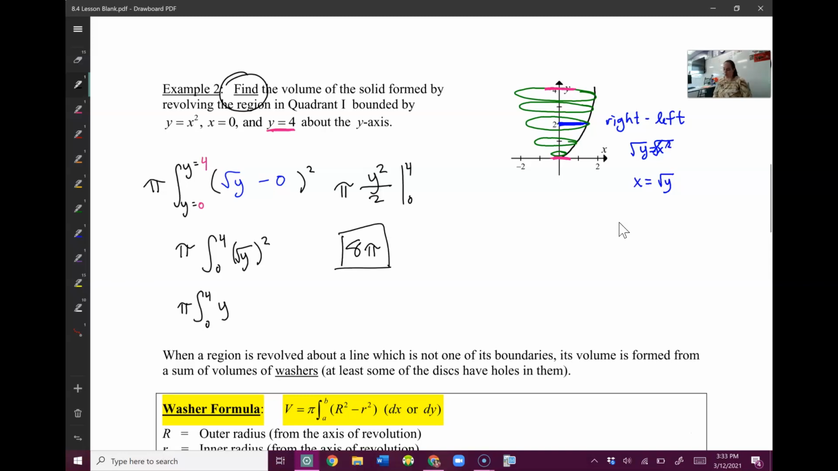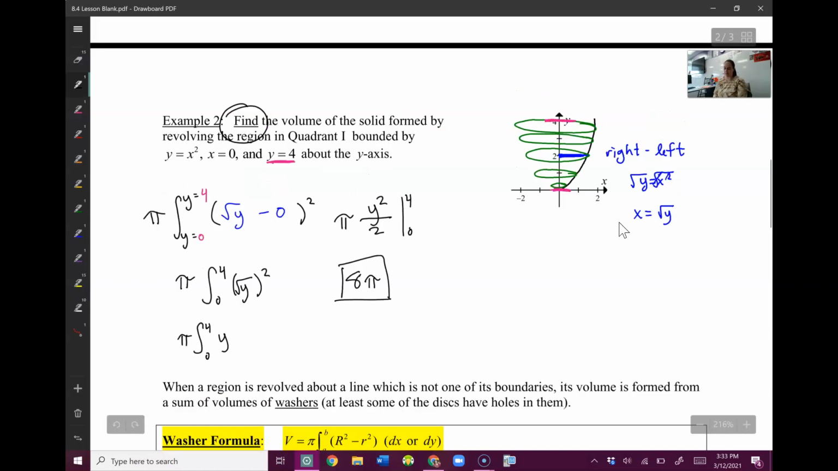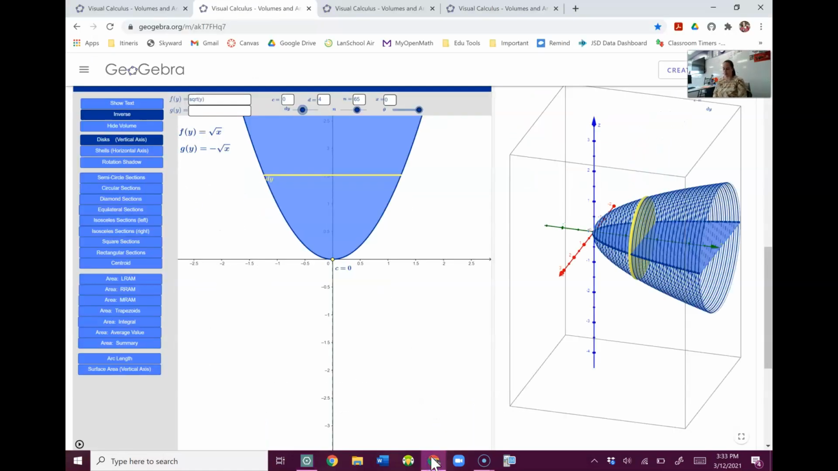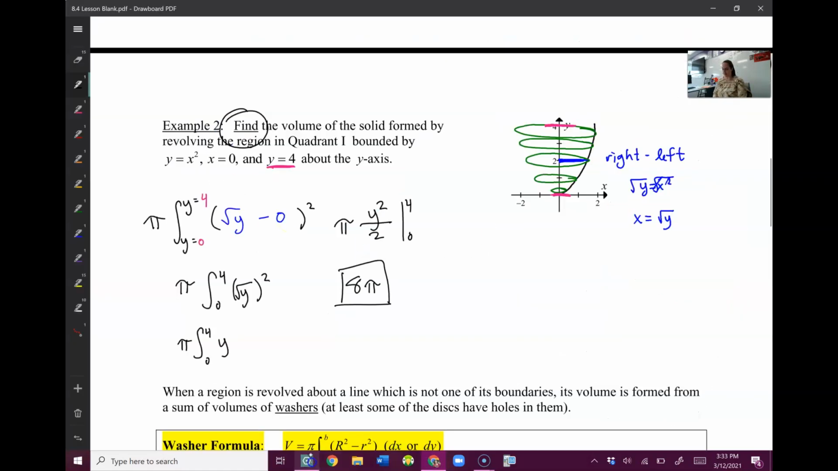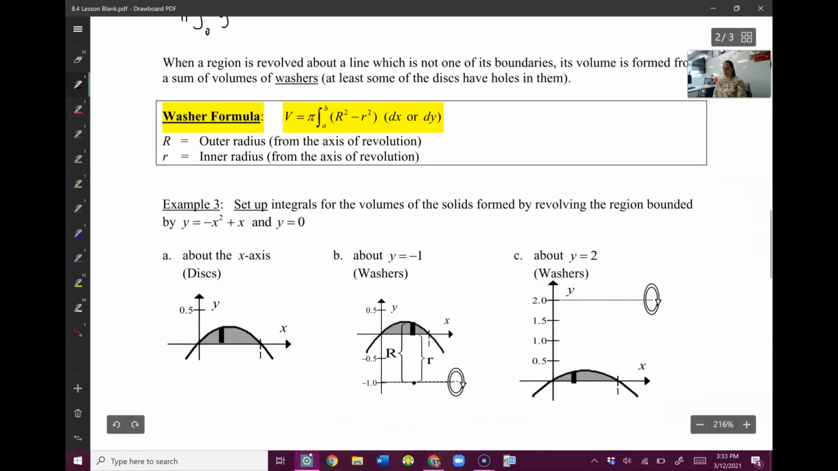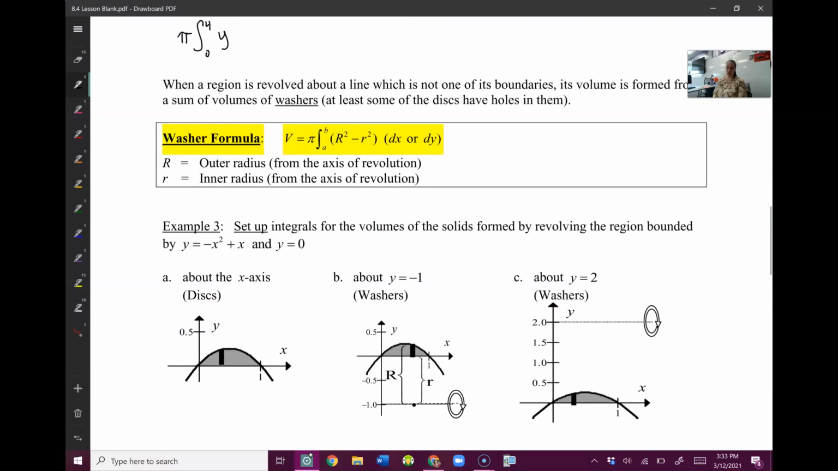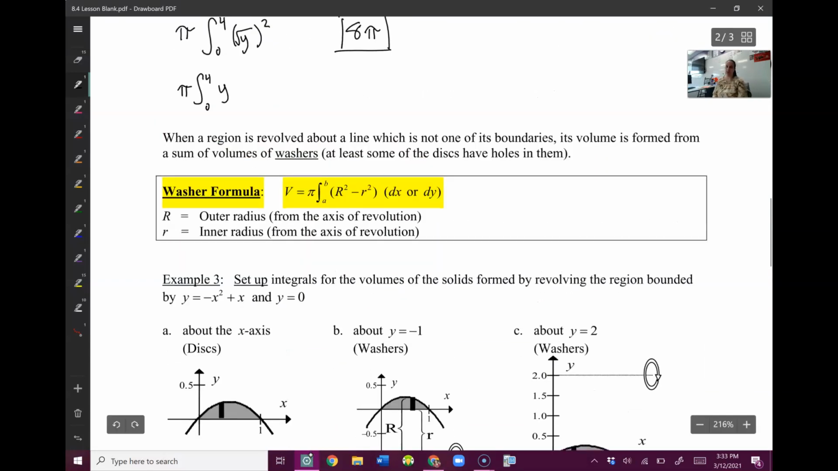So that is what we called discs, because as you can see when we go through this, that yellow shape, that yellow circle kind of makes a disc. In the next videos, we're going to go through and talk about washers and what a washer is and the formula for those.